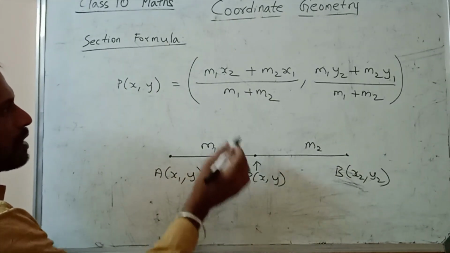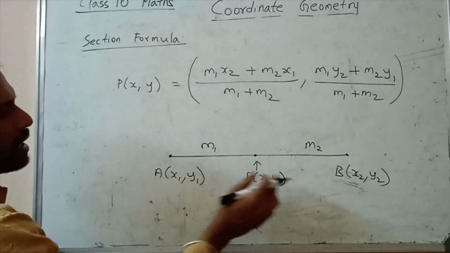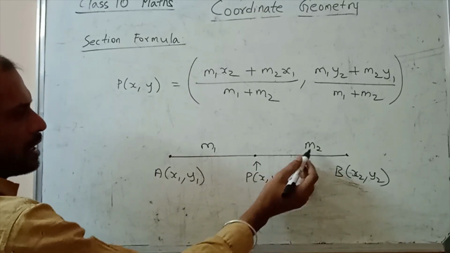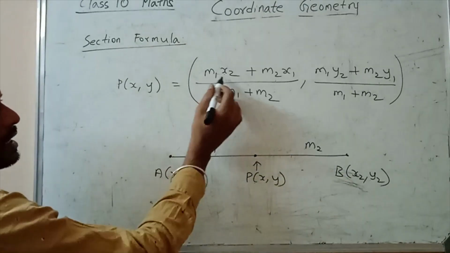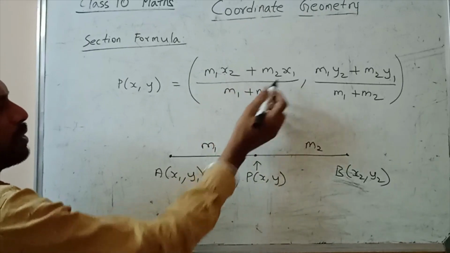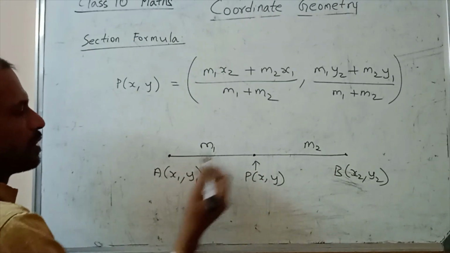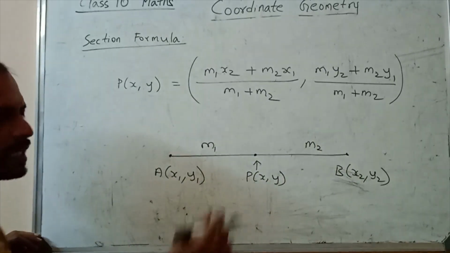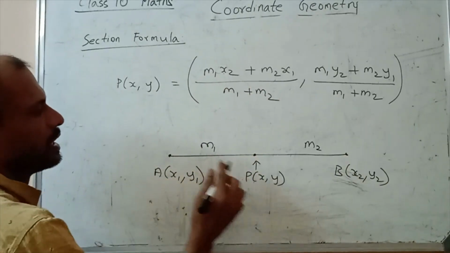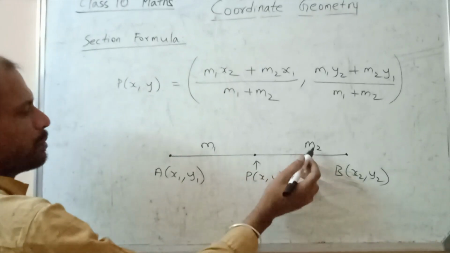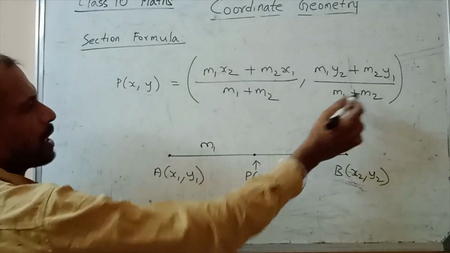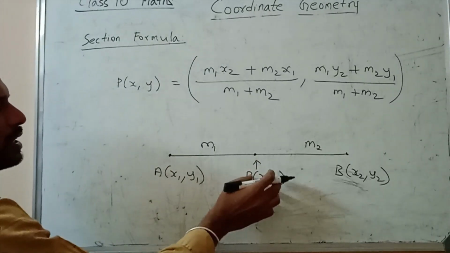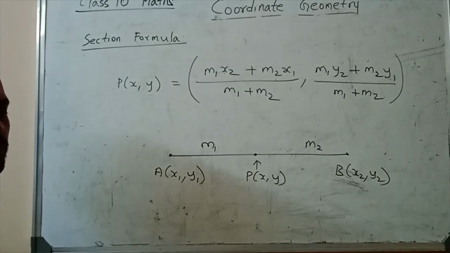Listen. The section formula can be remembered like this: in the numerator, m1 x2 plus m2 x1, divided by m1 plus m2. This is the x coordinate. Like that, the y coordinate is m1 y2 plus m2 y1 divided by m1 plus m2. So this is the section formula used to find the point of division of a line segment.